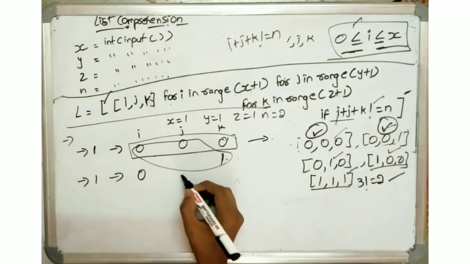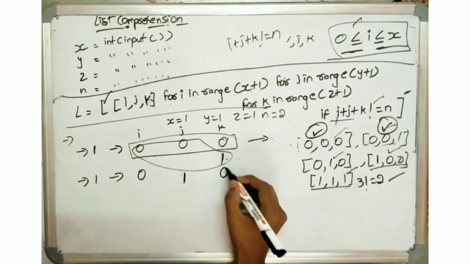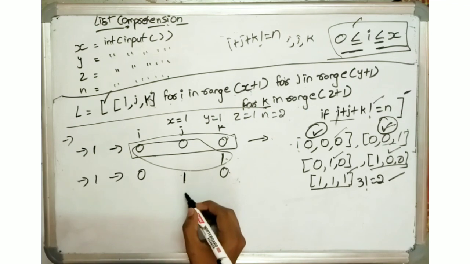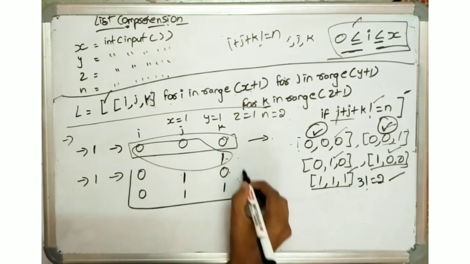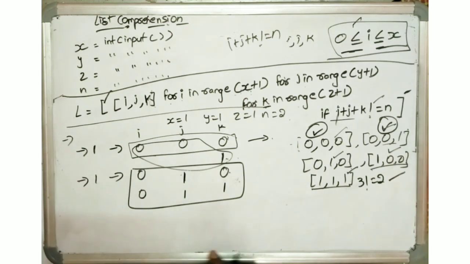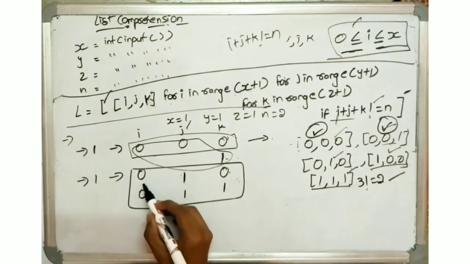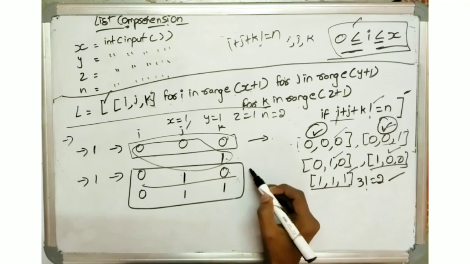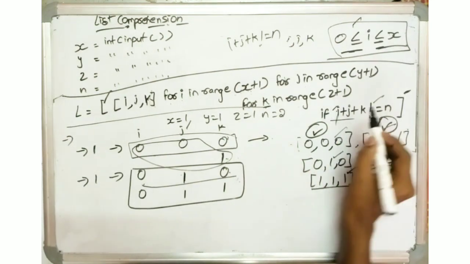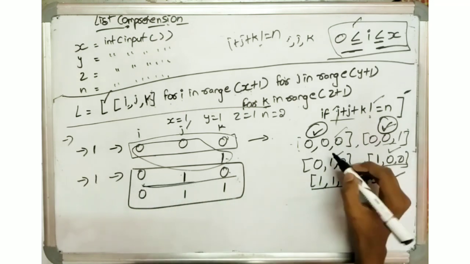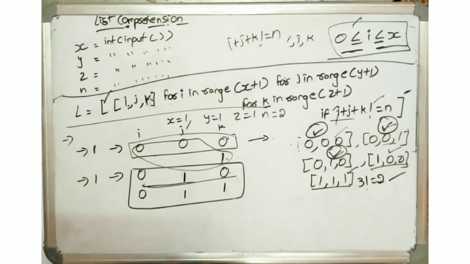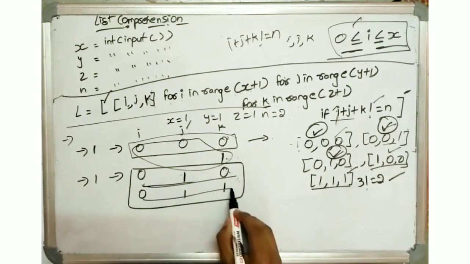In the second iteration, what do we have? 1. Here you can have 0, again here 1. These are the possible values that we can get with the j values. Okay, 0, 1, 0. Is it satisfied or not? Yes, it satisfies our condition, so we will save it in the list. It is also satisfied. Next, 0, 1, 1.